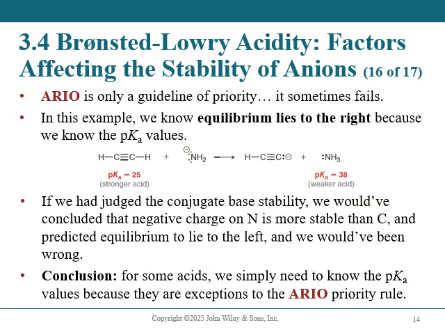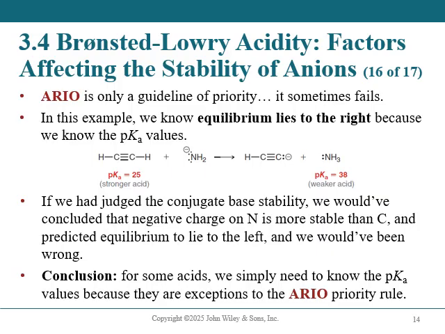As I mentioned before, this is just a guideline. It works a lot of the time, doesn't work 100%, sometimes fails. Here, for instance, we know that the equilibrium lies to the right because we know the pKa values. Always knowing pKa values will give you a much better chance of accurately predicting direction and acidity than the ARIO. If we had judged the conjugate base stability, we would have concluded the negative charge on nitrogen is more stable than carbon and predicted the equilibrium to lie to the left. That would have been a fair observation. However, it is actually incorrect.